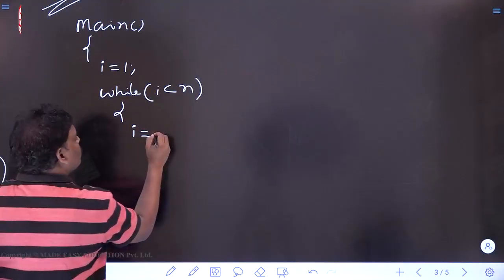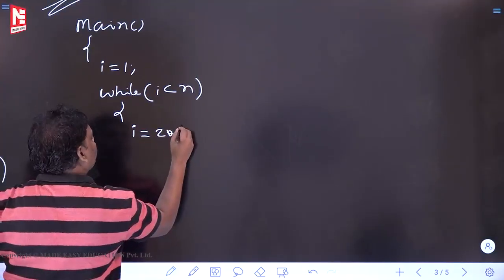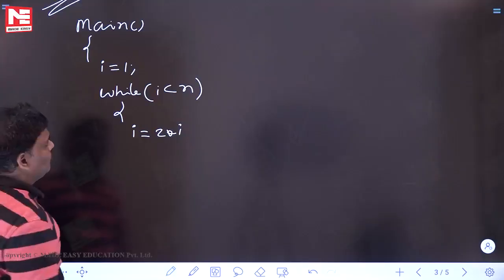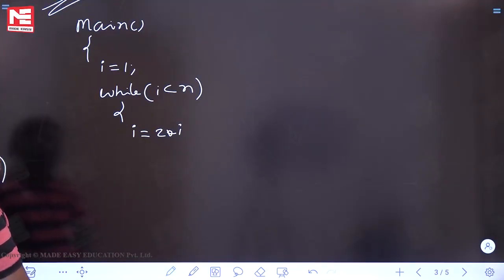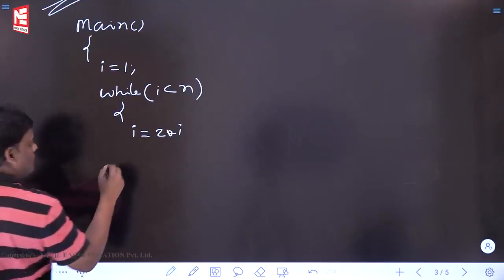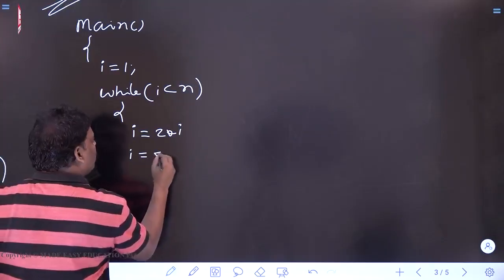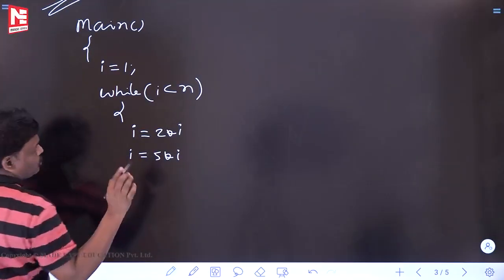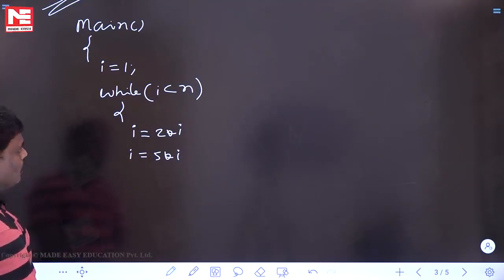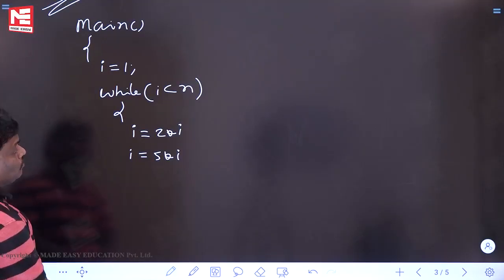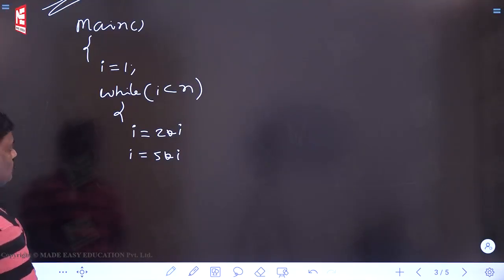See this one, I is equal to 2 into I. What is the answer? Only this there. What is the answer? Always multiply by 2, log n base 2. Next one, see this one, I is equal to 5 into I. What is the answer? Only the first one, log n base 2, only the second one, log n base 5. If both of these two are there, log n base 10, that is also fine.